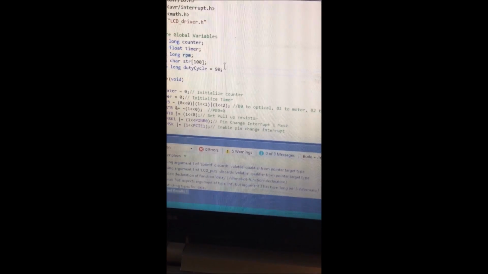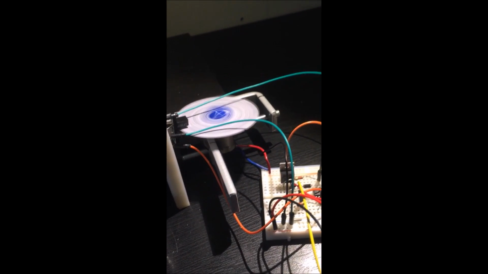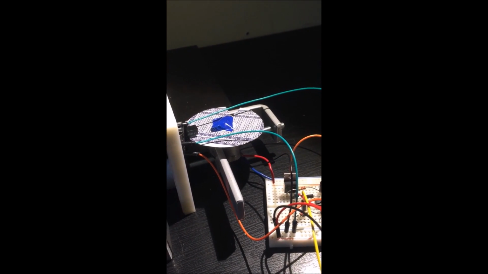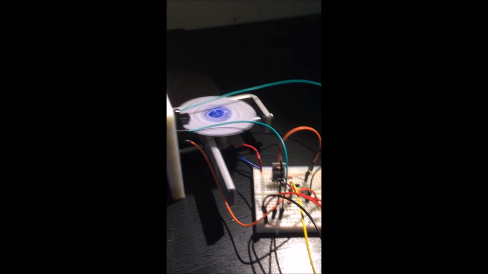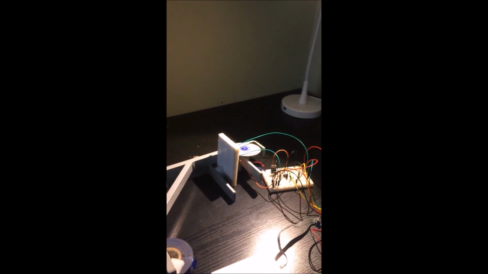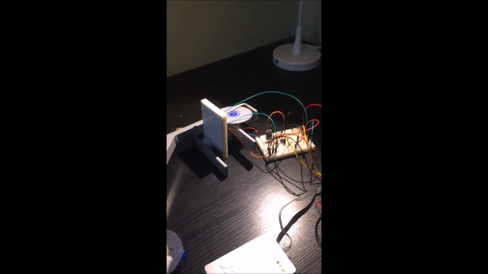So let's see, we'll do 90. There it goes. We get as high as 1,000 revolutions per second, which seems high, so I'm not sure if the motor can even spin that fast. So I took out the times 60 because the revolutions per second seem to be working, and then manually multiplied them by 60. So that is my project.